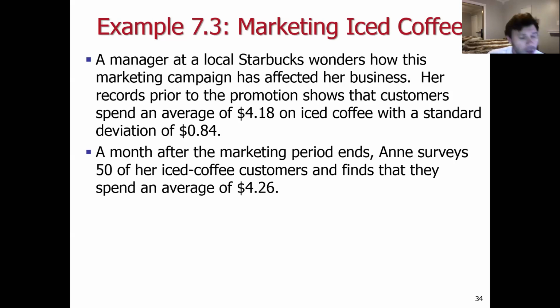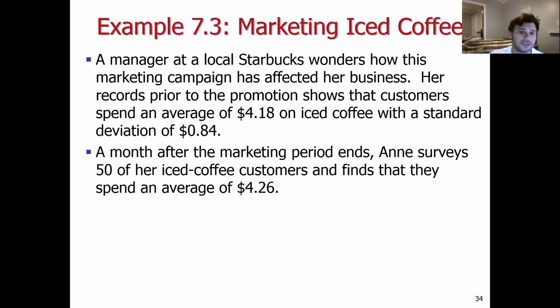However, we know that that 4.26 figure is somewhat sensitive to the exact 50 people that were sampled, okay, and randomly samples those 50 people. If she had randomly sampled a different group of 50 people, then that average is probably going to be a little bit different than $4.26. So the question here is, is the promotion effective, or is this just a little bit of noise from the sampling process that we are seeing here, and the promotion's not really effective?